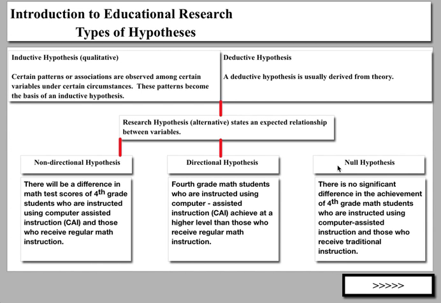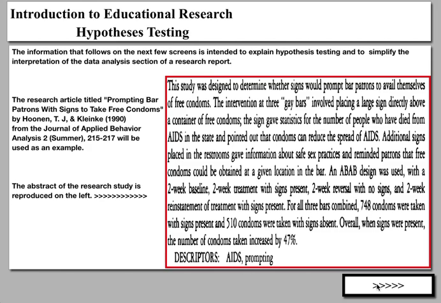But when the data is statistically analyzed, it is analyzed based on whether the researcher will accept or reject the hypothesis of no difference. And I will explain that, hopefully, in the next couple of screens. We're going to use a research article. If you are in my class, you've probably already read this article, Prompting Bar Patrons with Signs to Take Free Condoms. And this is the citation.